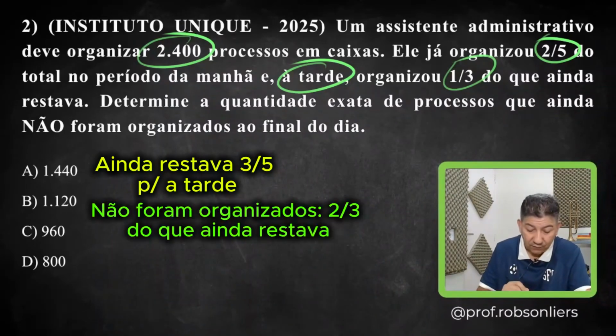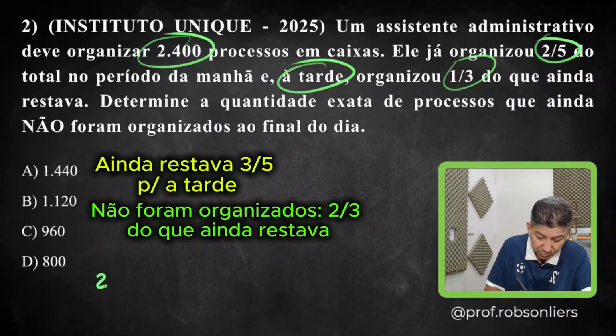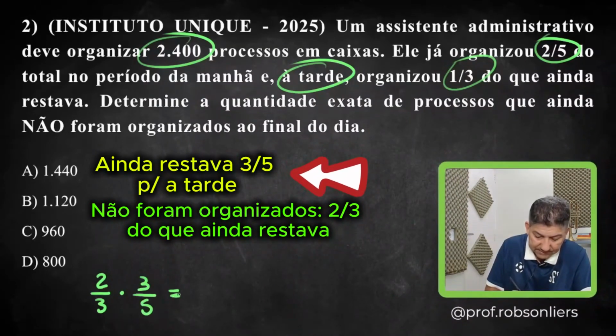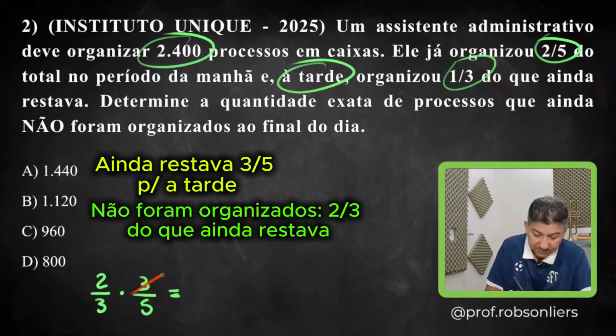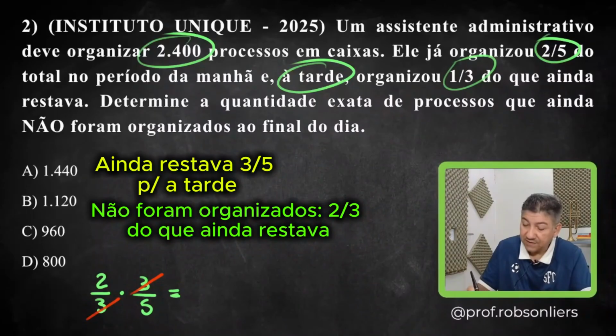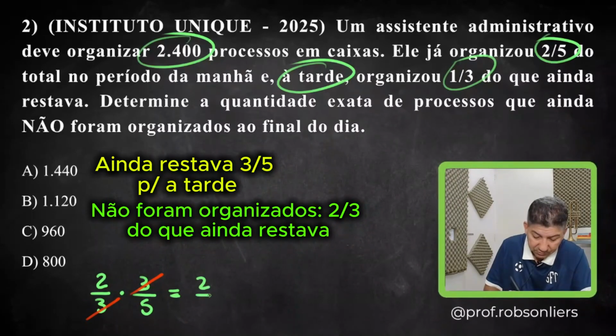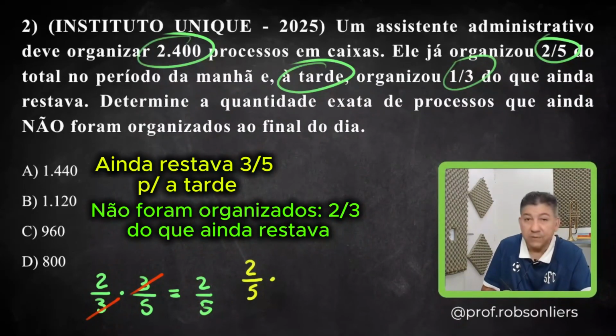So I'll put it here. Look, 2/3 of what was still left, which is 3/5, were not organized. We have a multiplication of fractions. We multiply the top by the top and the bottom by the bottom. But there's a 3 on top and a 3 on the bottom, so we can simplify this 3 with this one. 3 divided by 3 is 1, you see? So it will be 2/5 of the total. Since the total is equal to 2,400, let's calculate here. 2/5 of 2,400, multiplication.